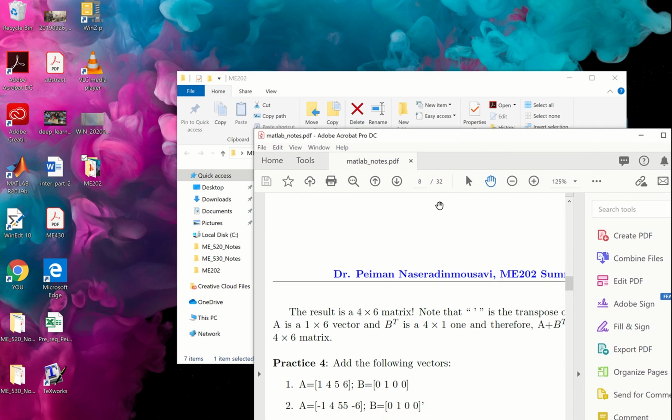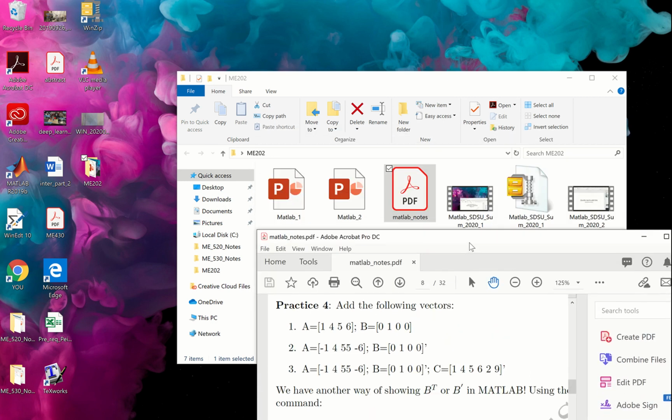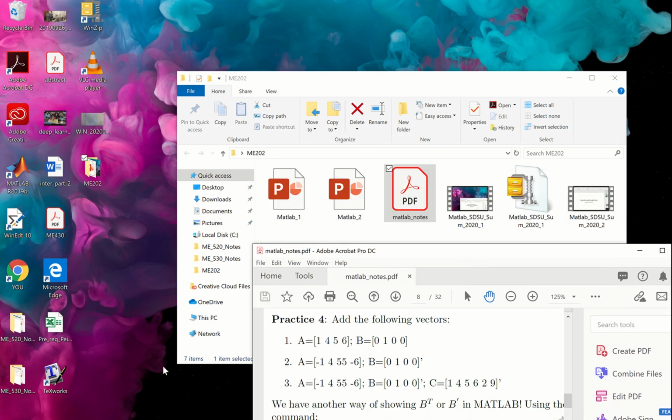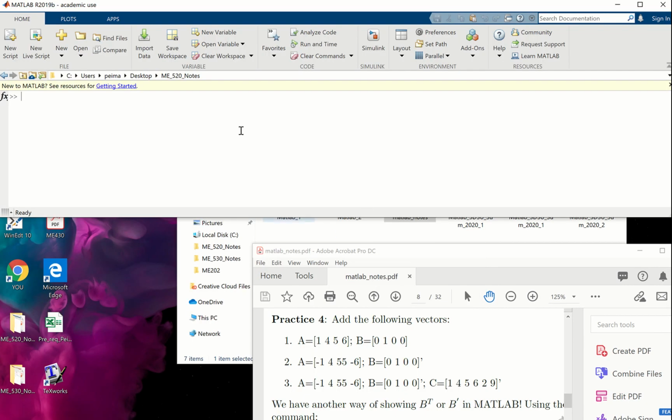Here we go. And this is our Matlab. Okay, so this is practice 4. Add the following vectors. I told you that you have to write A is equal to, as it is, 1, 4, 5, and 6. I'm putting a semicolon because I don't want to see it again. And B is 0, 1, 0, and 0. That's right.